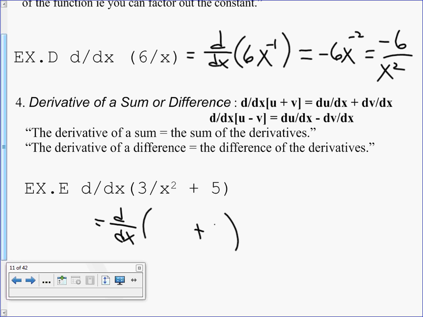I mean, the plus 5 can stay. How do you write 3 over x squared? 3x to the negative 2. Okay, now we can take the derivative of each separately. Add them together.